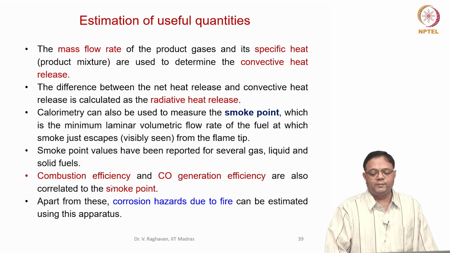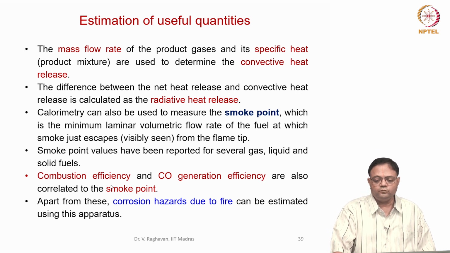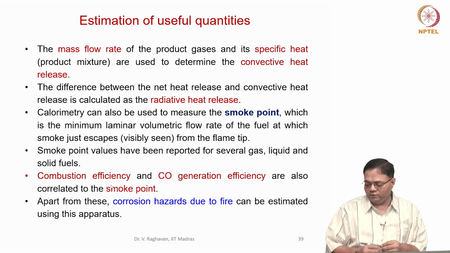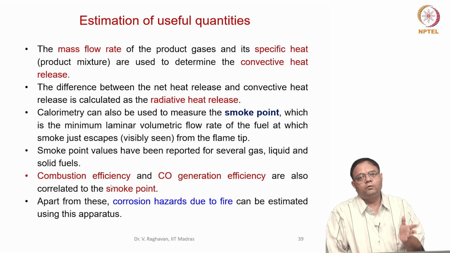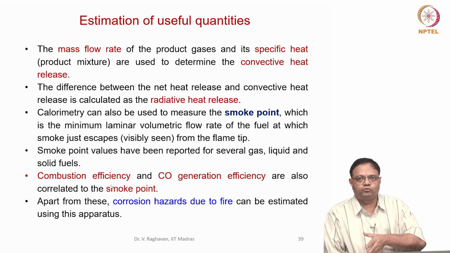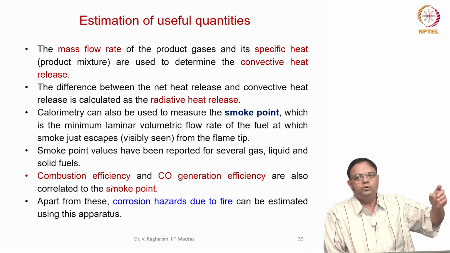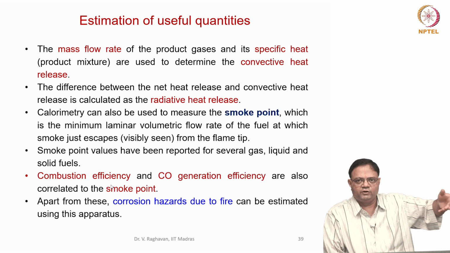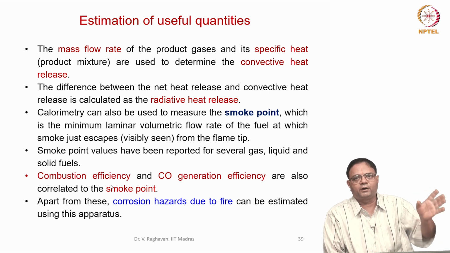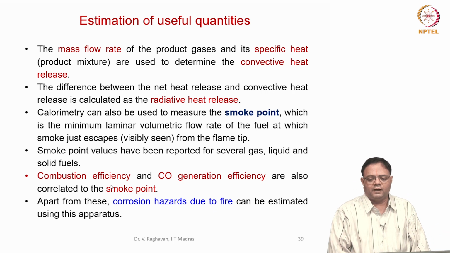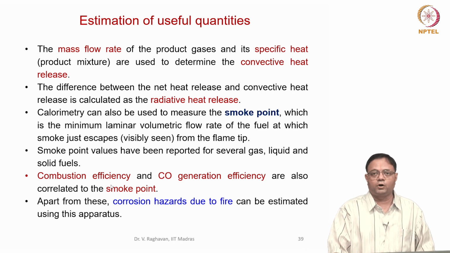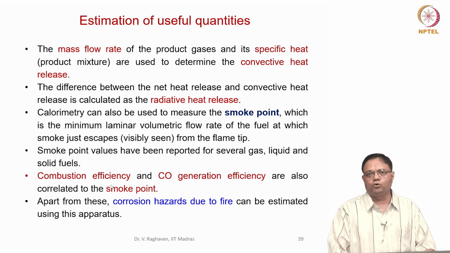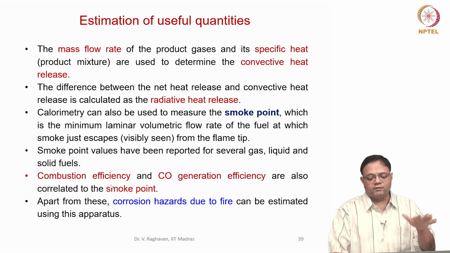Okay, now estimation of useful quantities. When you want to know the heat carried away by the fire gases, the mass flow rate of the product gases can be measured using an orifice plate. Through the hood it goes and it goes through the orifice plate, and when the CD of the orifice is known, we can find the pressure drop across the orifice plate from which we know the flow rate. Then the product mixture, we know typically what it contains. So based upon that, we can find the specific heat of that product mixture. We know the temperature also, we measure the temperature. So the specific heat of the mixture can be determined at the given temperature.